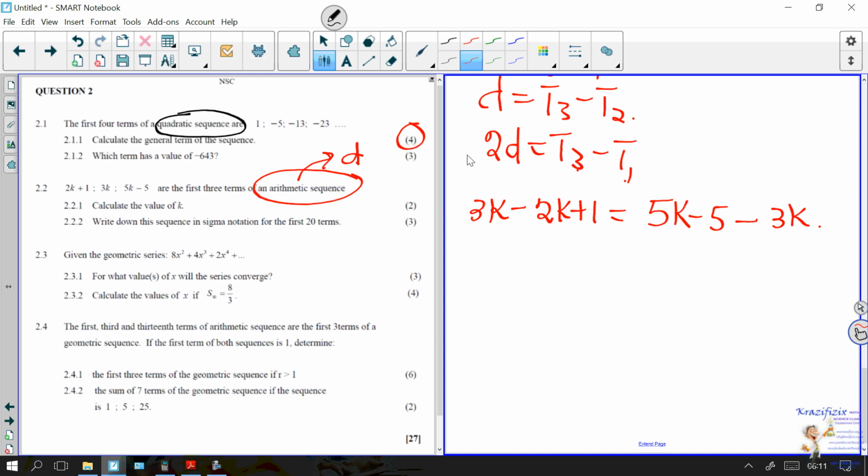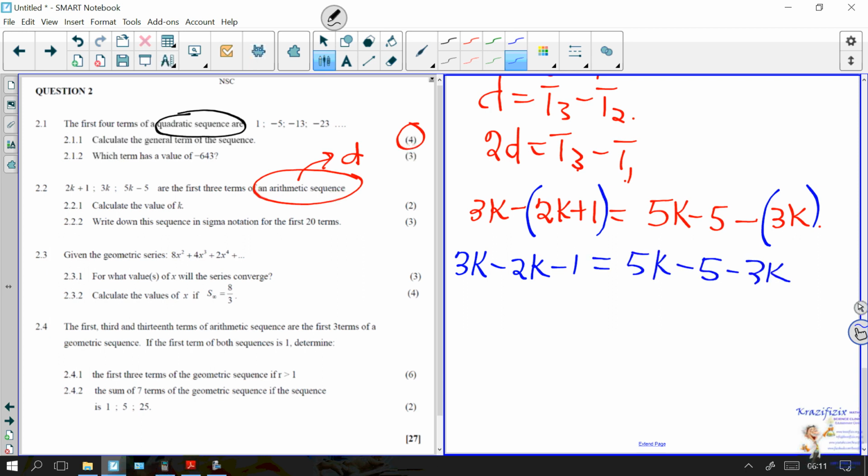Every time you are putting a minus before a compound number, more than one term, you need to put a bracket. Complex number means something different. All right, 5k minus 5. Just to maintain the principle, minus 3k. Let's expand now. 3k minus 2k minus 1 equals 5k minus 5 minus 3k.